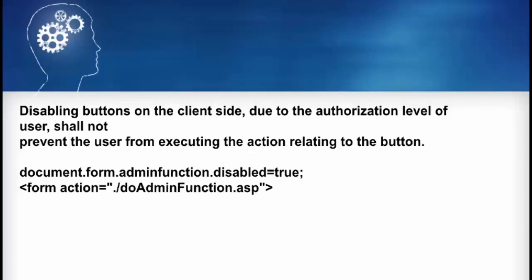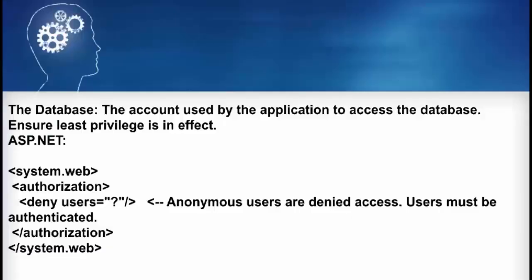Like here, document.form.admin function.disabled equals true. In a form action, simply saving the page locally and editing disabled equals true or disabled equals false, adding the absolute form of action, one can proceed to activate the disabled button. The database: for the account used by the application to access the database, ensure least privilege is in effect.